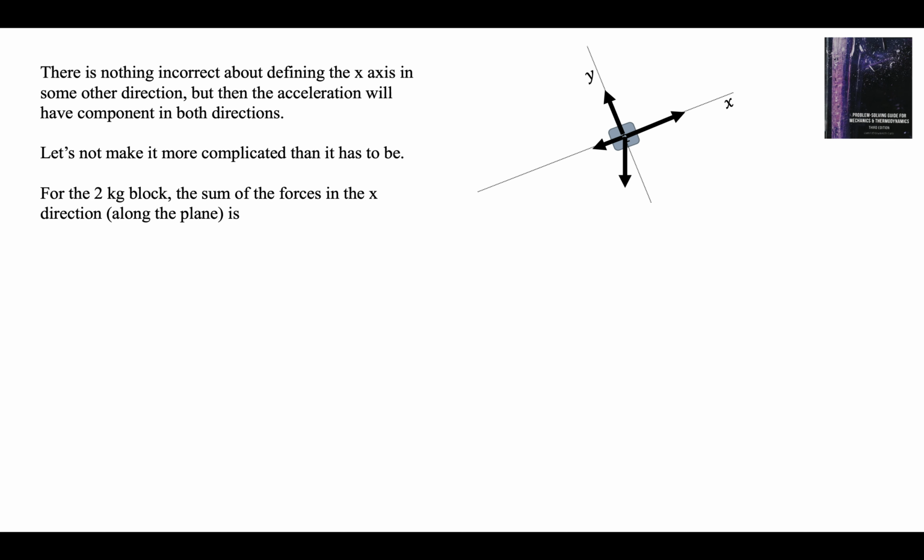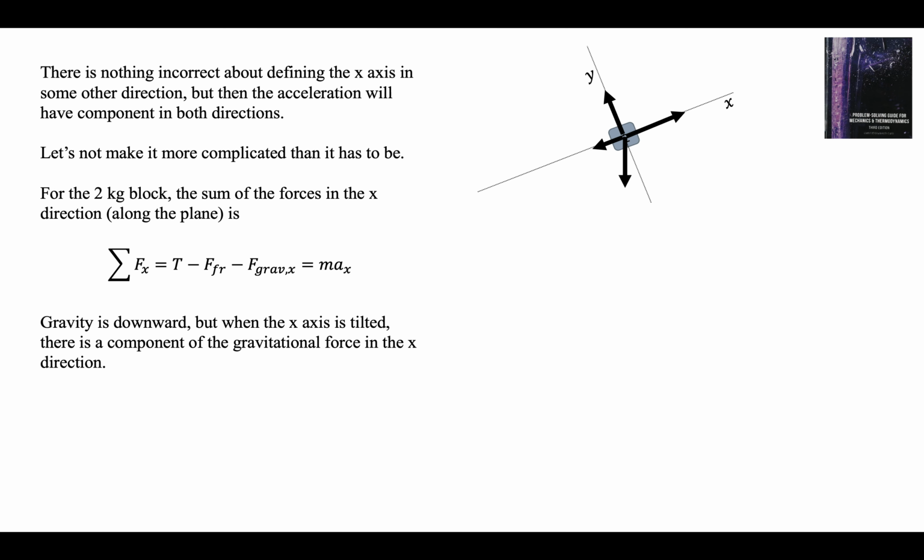So the sum of the forces in the x direction, which is along the plane. The tension is up, pure x. The friction is pure x backwards. And then we have the gravitational force, which is pulling it down the plane. Gravity's pulling this block down the plane. There's a component of gravity pulling it down the plane. So for now, we can write F gravity in the x direction, but we have to calculate what that component is.